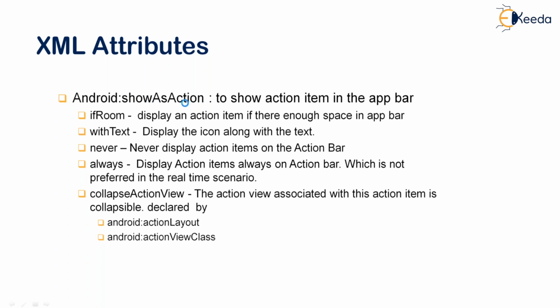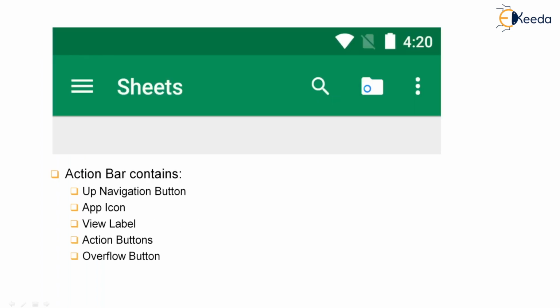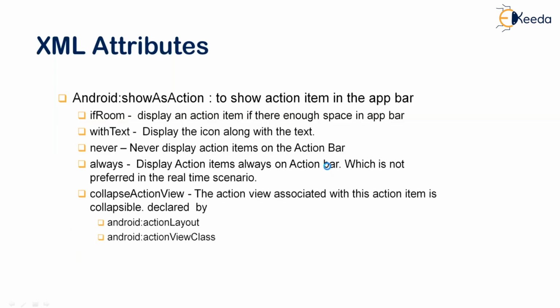showAsAction has different values: ifRoom, withText, never, always. ifRoom means if the place is available for that particular action button, it will show here. If you say never, it will never show here. And if you say withText, it will show you with the text. We'll prefer withText only when you are dealing with 7 inch and above size screens, nothing but tablets. If you say always, it will show you always in the action bar or app bar.